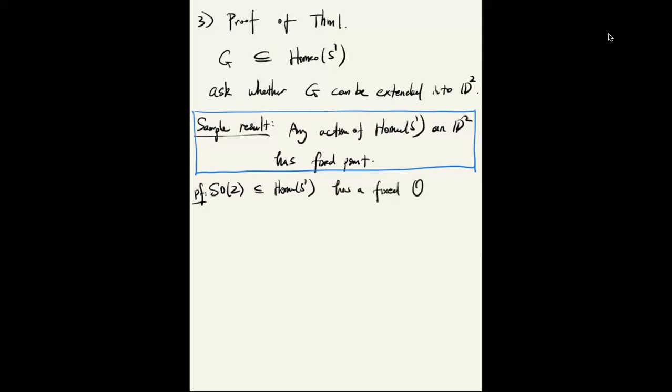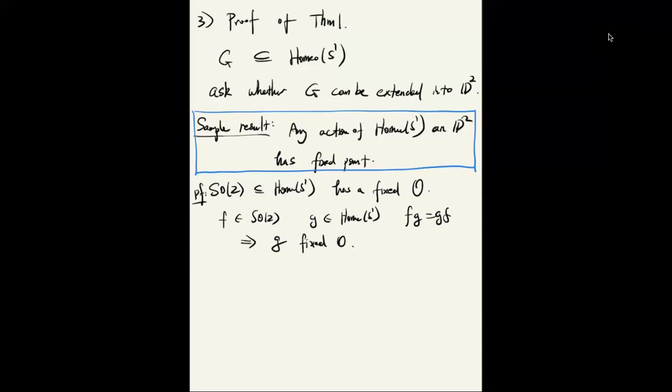I'll call it O. If SO2 has a global fixed point, then any element that commutes with something in SO2 preserves it. So if F is in SO2 and G is in Homeo of S1 so that FG equals GF, so they commute, then if you're commuting with an element, you will preserve the fixed point set of your element. You can use this to prove G also fixes O, because O is the unique fixed point of every element in SO2.